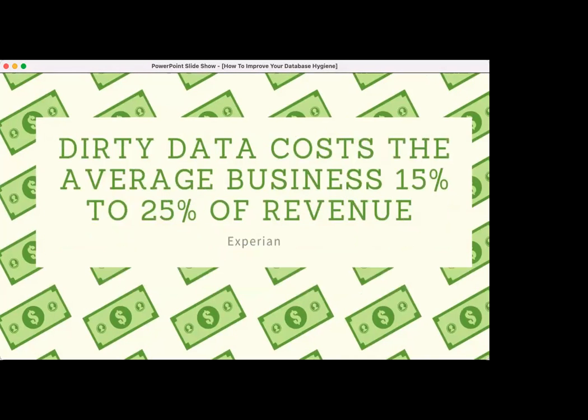According to Experian, dirty data costs the average business between 15 and 25% of their revenue each year. Think about your revenue number. Now apply that percentage. That's not a small number. So how is it that some incorrectly formatted data, a missing digit from a phone number or an invalid email address, can be costing you so much?